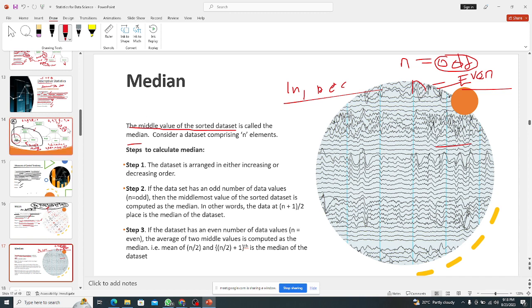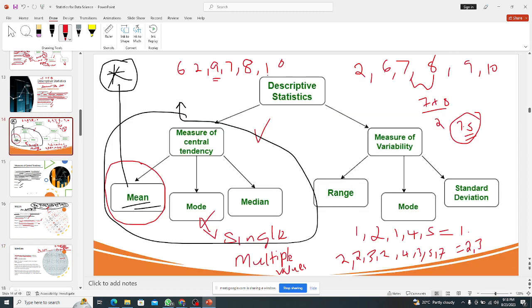Let me go back to this example. In this case, our count is odd. We have 1, 2, 3, 4, 5. You can see our count is odd because n is equal to 5. So n is an odd number. In this case, we just arrange our values in ascending order, then take the middle value. So 7 will be our middle value.